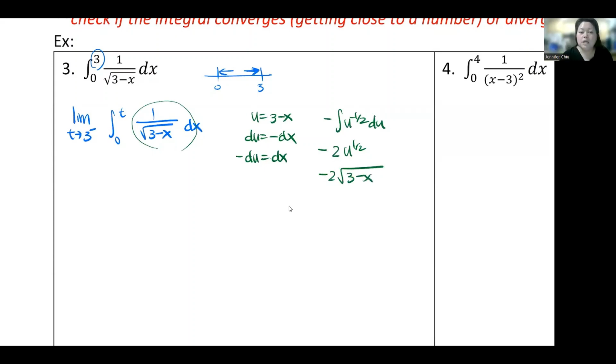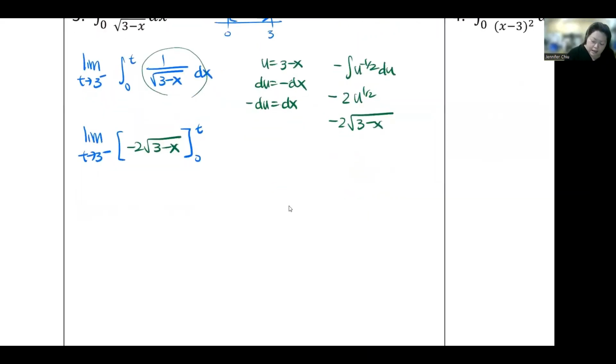So you can actually do the whole thing and then now bring it back into your equation. Limit as t approaches 3 from the left side. And I already took the integral. So the integral is negative 2 root 3 minus x from 0 to t. Okay, now I plug that in. I get limit as t approaches 3 from the left. I plug that in, negative 2 root 3 minus t minus a negative 2, so plus 2 root 3 minus 0, which is root 3. Okay, and now this is why we needed that 3 coming from the left-hand side.